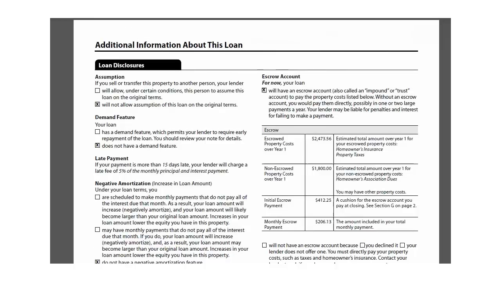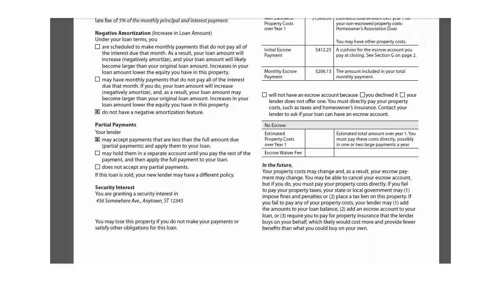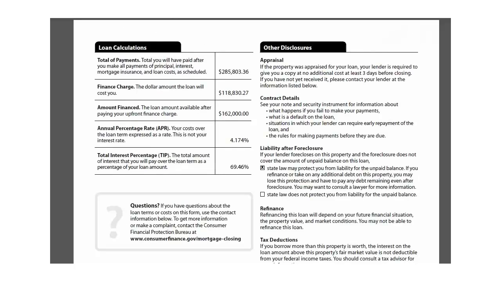Page 4 of the closing disclosure provides additional disclosures about the loan. The closing disclosure's page 5 shows information that would be included on the final Truth in Lending disclosure, such as the loan's annual percentage rate and the total amount of interest paid over the loan term.